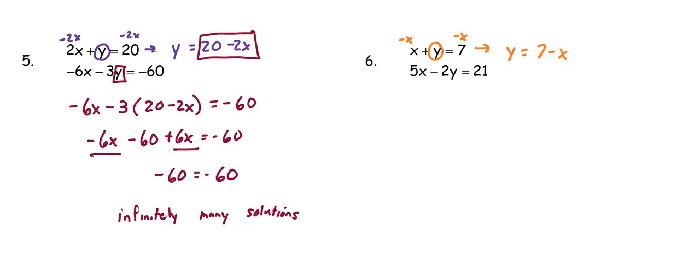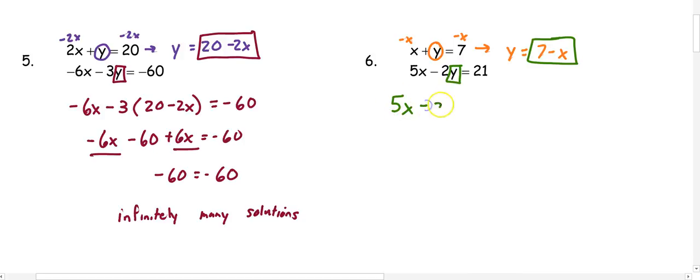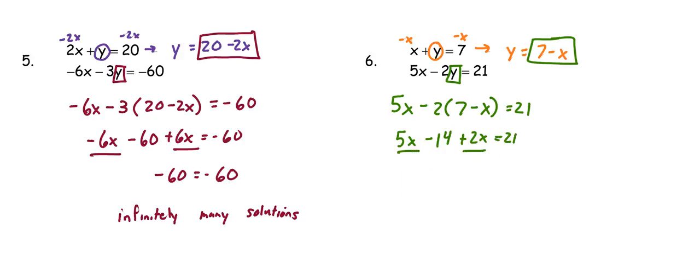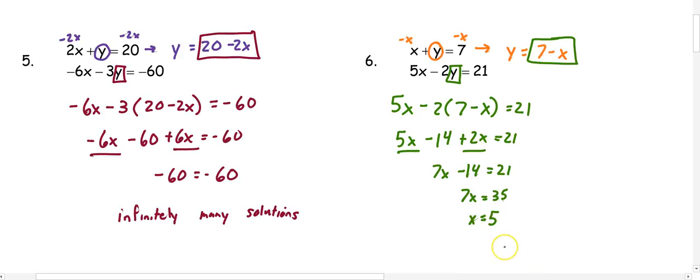So I'm going to substitute what y is equal to into the other equation for y. So I have 5x minus 2, parentheses 7 minus x, equals 21. So in order to solve, I need to distribute. So 5x minus 14 plus 2x equals 21. I can combine my x-like terms. So I get 7x minus 14 equals 21. I can add 14 to both sides, so 7x equals 35. And I can divide by 7, so x is 5.